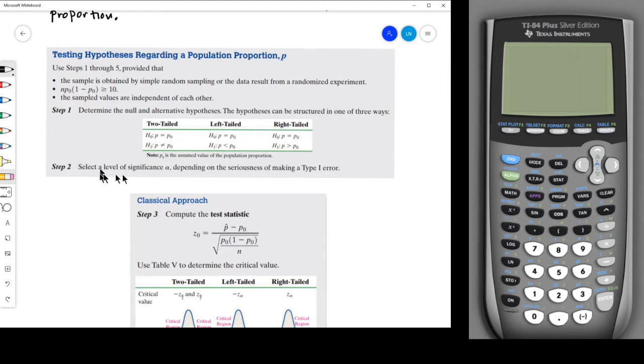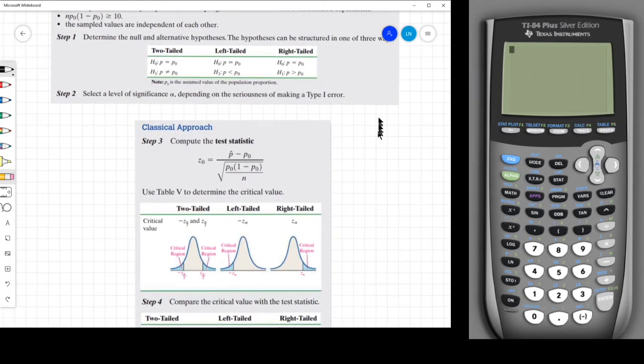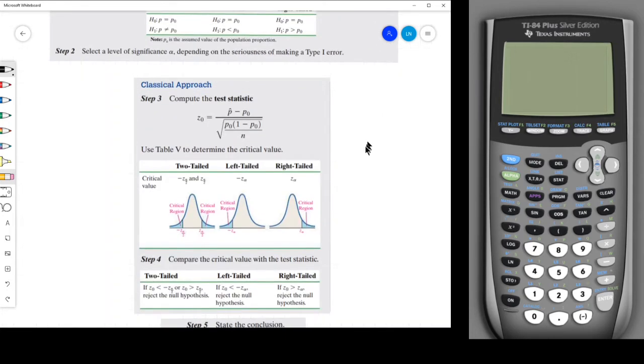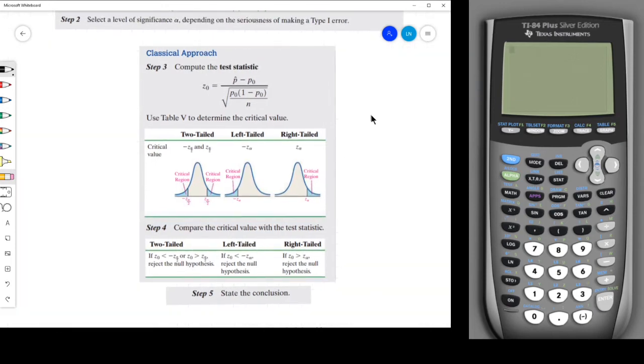Then we select the level of significance. Again, I told you for our problems, the level of significance is going to be given in the problem. We can question it or talk about it, but it'll be given for the problem. The next step is we have to compute our test statistic. Now, our test statistic is the z-score. So remember yesterday, or the last video, the z-score was calculated with this formula here.